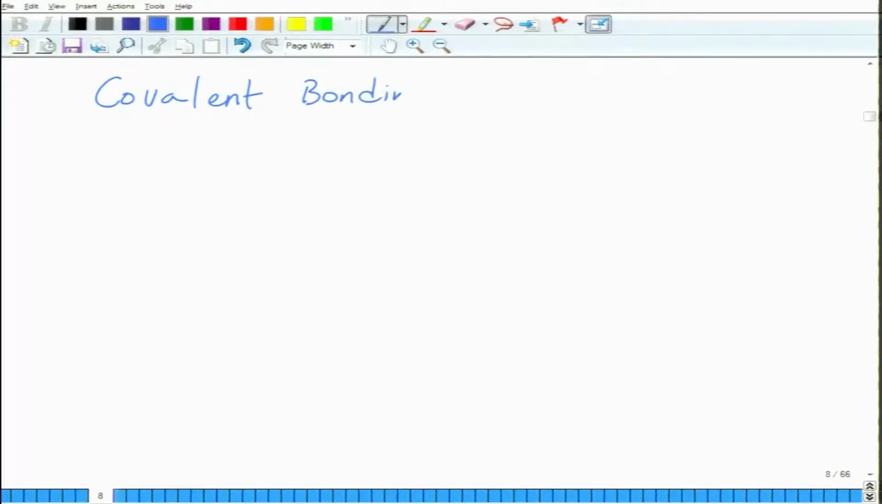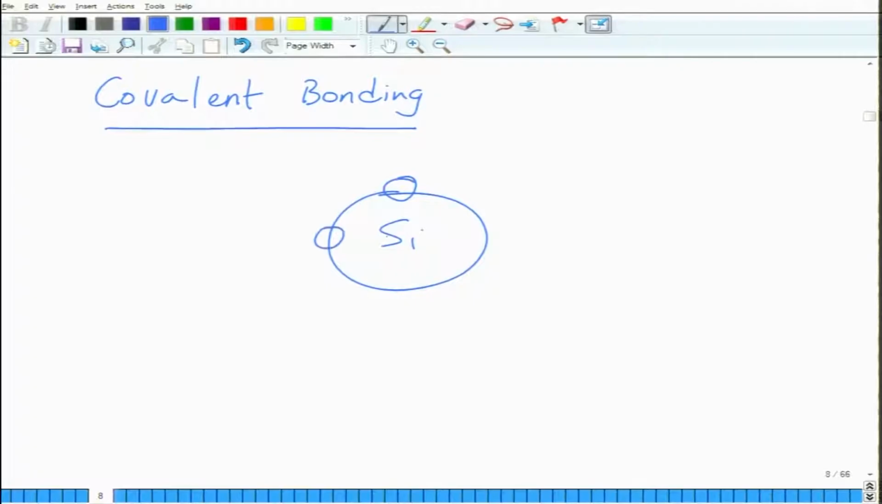covalent bonding. So, for example, you take silicon, okay. Silicon has how many unpaired electrons? 4. So, silicon tends to share its electrons with neighboring silicon atoms. So, this is not give and take, this is sharing.